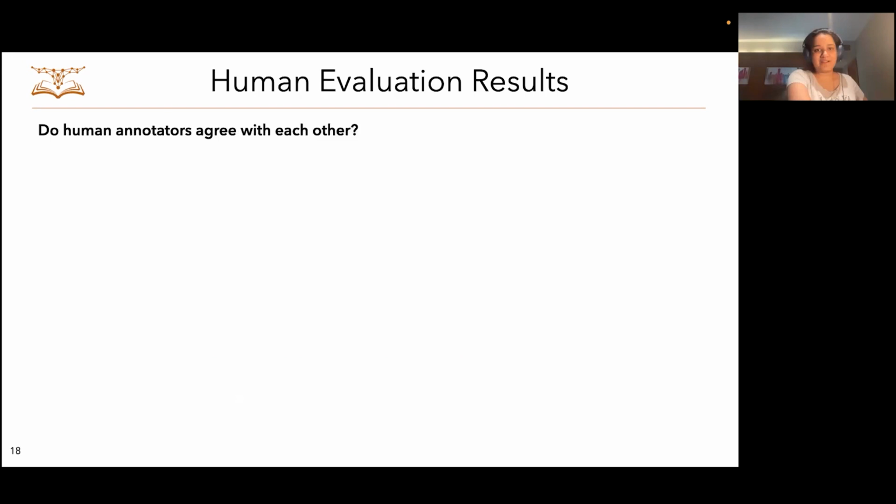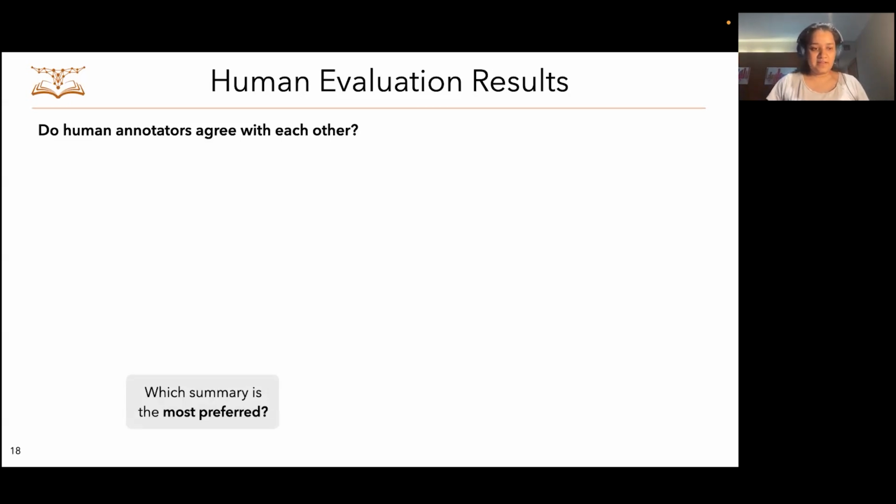Okay, let's get back to our results. So even though we saw that GPT-3 outperformed both the fine-tuned models by a large margin, one question that we have is, because this task is inherently subjective, like when we were looking at those two summaries, different people could have different preferences for what they thought was the better summary. So we wanted to see how often human annotators agree with each other.